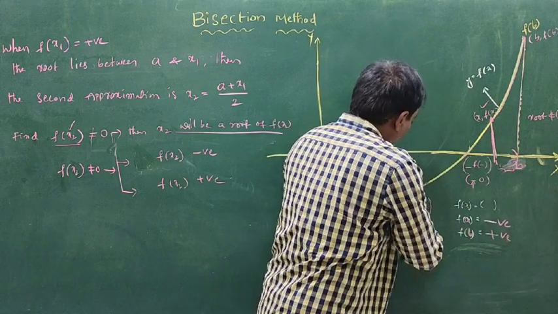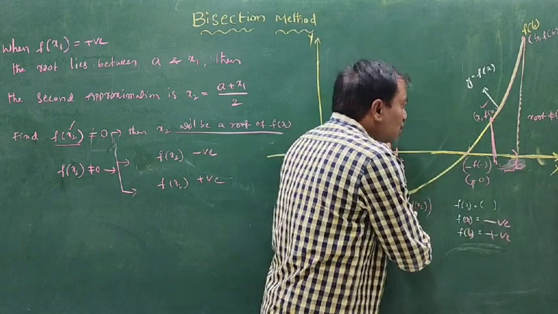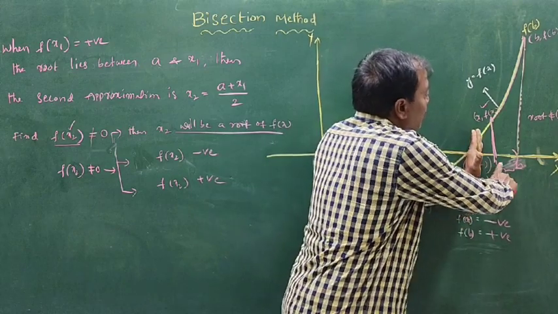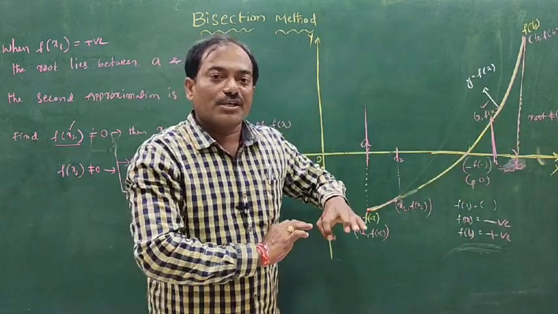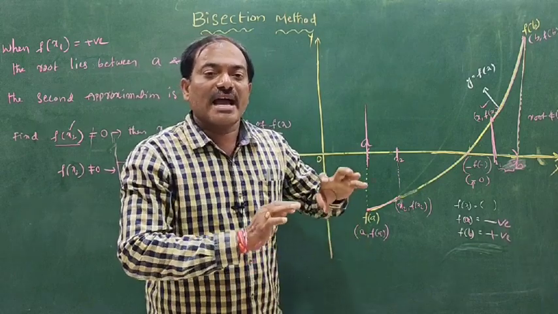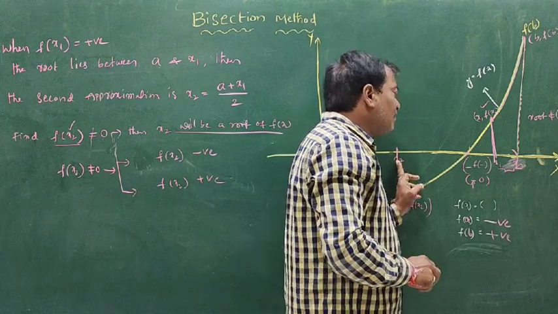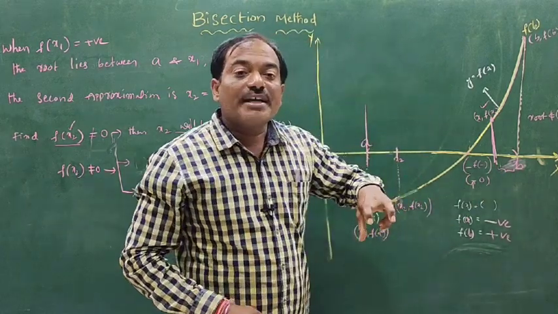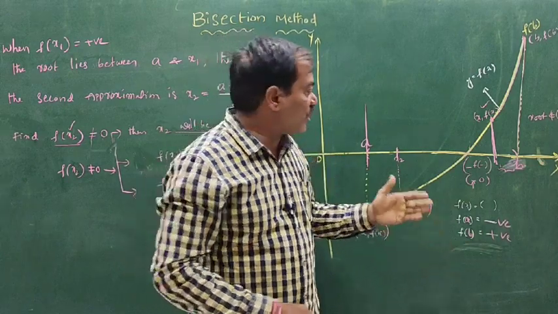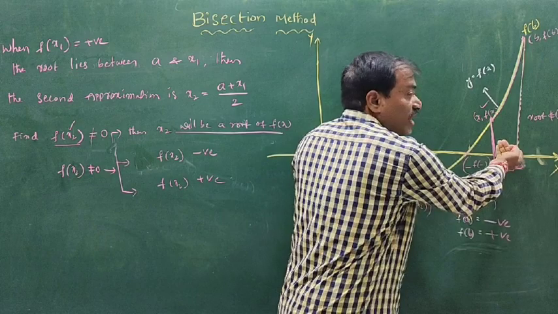Why? Because when x equals x2 the function value is negative, and when x equals x1 the function value is positive. Here f of x2 and f of x1 have opposite signs. Therefore the root lies between x2 and x1, so we have to find the next approximation in this interval, from x2 to x1.